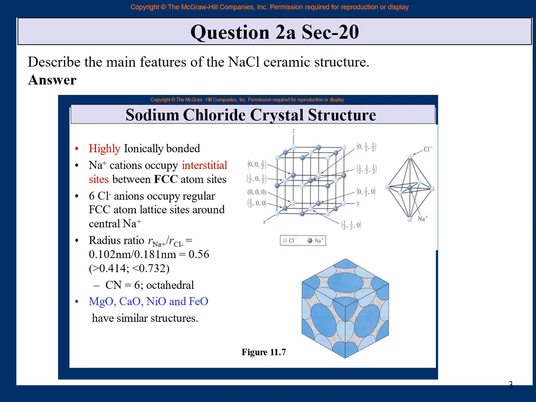But the main things are: FCC type, interstitial sites, coordination number 6, octahedral. Even if you don't remember that there are some other very similar ceramics, it would be great if you could remember that some of them are magnesium oxide and calcium oxide. And it would be even better if you had any one of these drawings there, right? So this was question 2A.